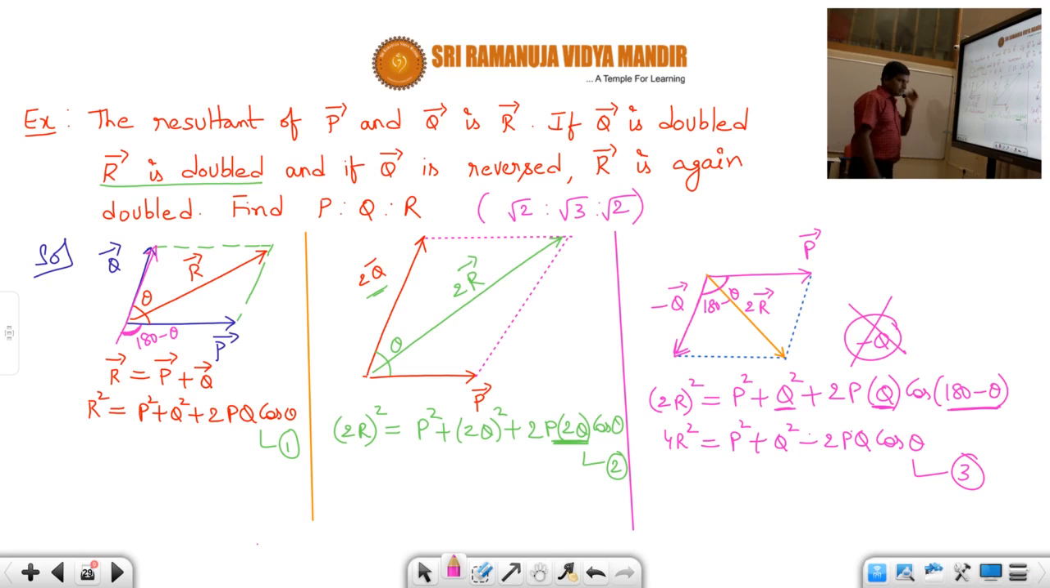So there are 3 unknowns here, students, and of course we have to eliminate theta and all. So if you solve these 3 equations, by subtracting 1 from 3 or adding 1 and 3 and then substituting in 2, you have to do some manipulation, and finally you will get the answer as P is to Q is to R as root 2 is to root 3 is to root 2. Okay, I hope, students, you understood.